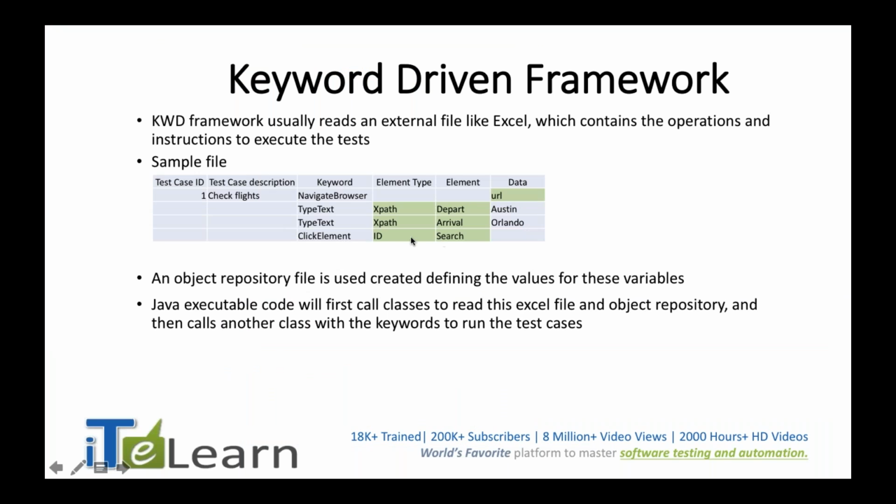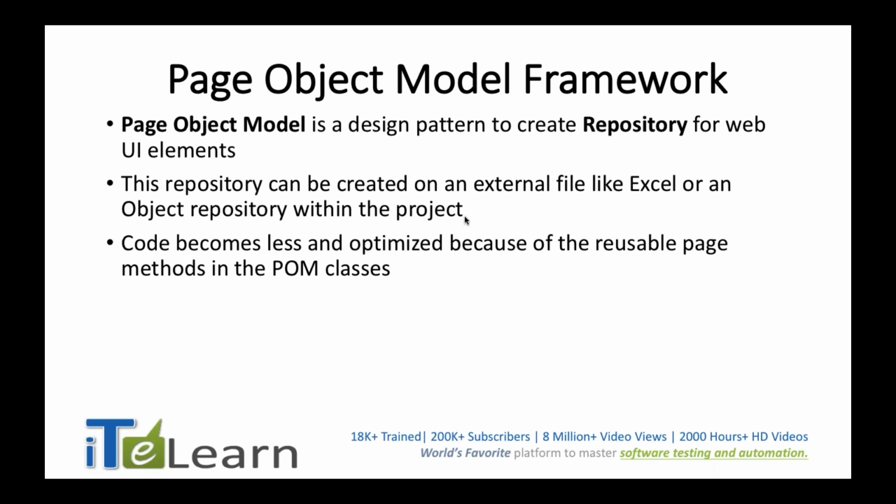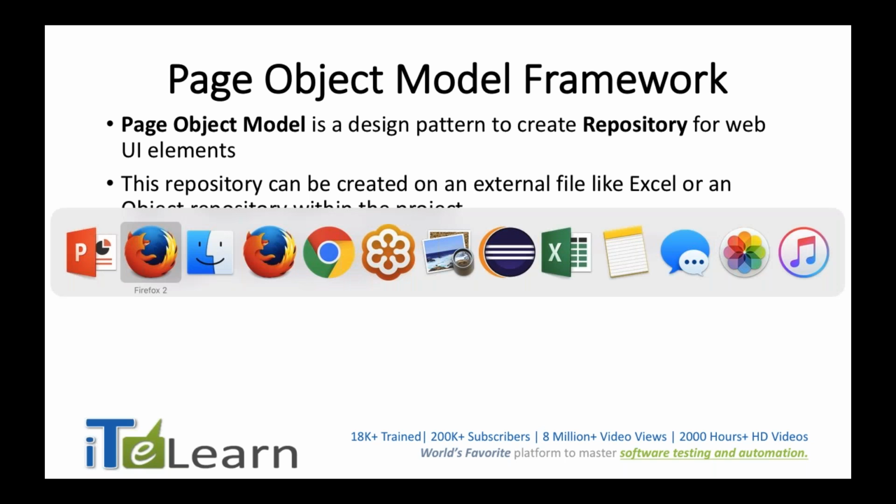So for search, we are saying ID, right? So in the object repository file, that is what I can define, saying that this is how we should be doing it. So when it comes to page object model, all the web UI elements will have a unique way of identifying the elements. Those are going to be stored in a repository. You can do it in an Excel file, or in an object repository within the project, and access it.